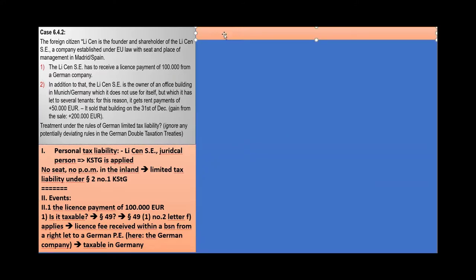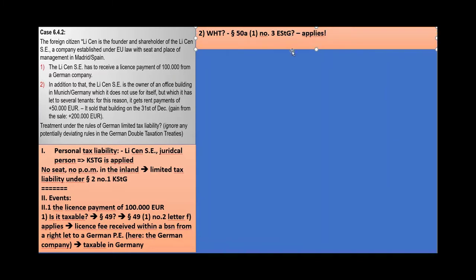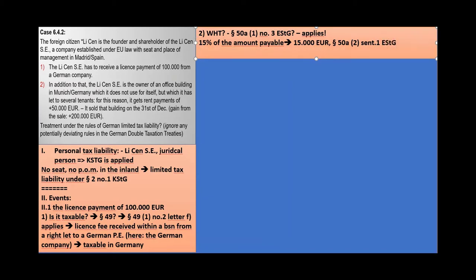And the next step is step number 2. Is there a withholding tax? And the answer was, do you remember, 50a paragraph 1 number 3, by the way. That applies. Do you want to take a look to make sure? We should, perhaps. As far as I remember, it was 15% of the amount payable. So that would be 15,000 euro. And that was, I believe, paragraph 50a... 50a paragraph 2 sentence 1 EStG. We should check that.